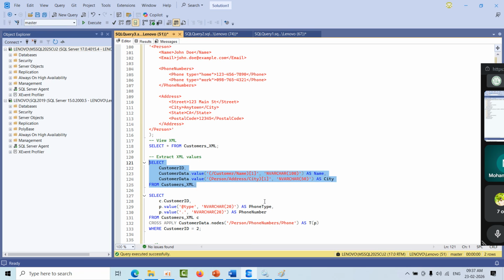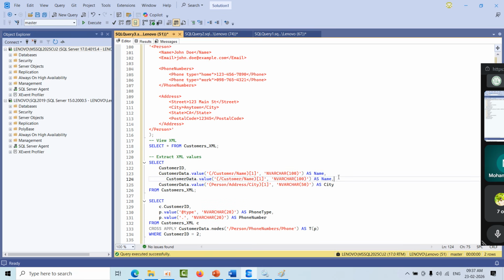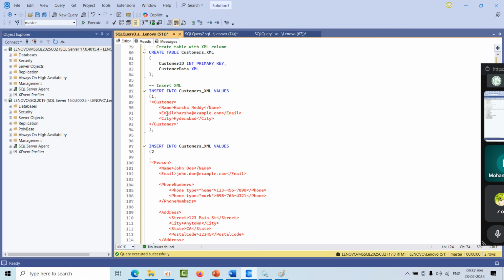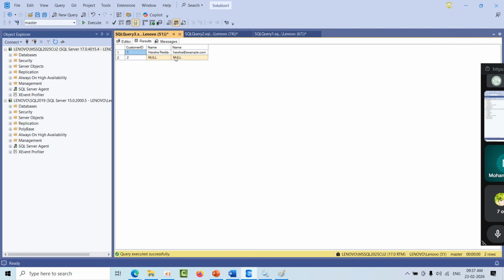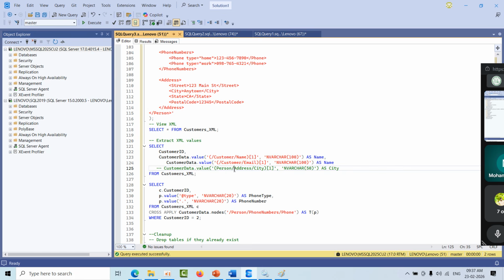Now, for example, this is the customer node. If you want to fetch more data, you can add a comma and I would like to add this one. Now, if customer is there and email is there, see this email. For the second value, why is it null? Because we are not calling this person. We are calling only the customer root node.